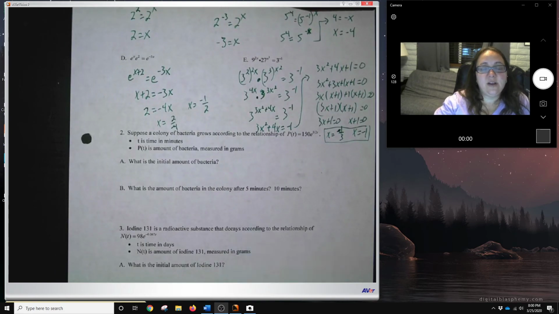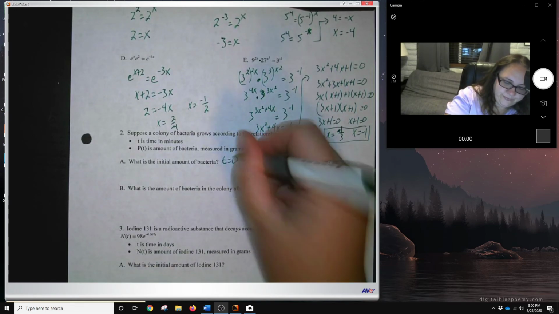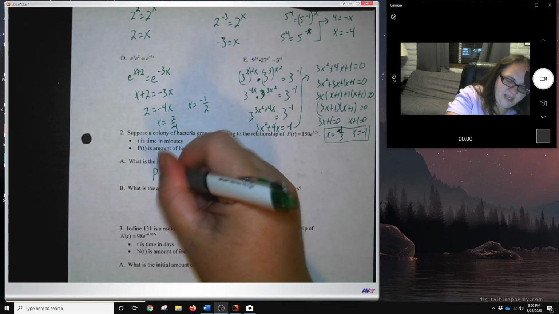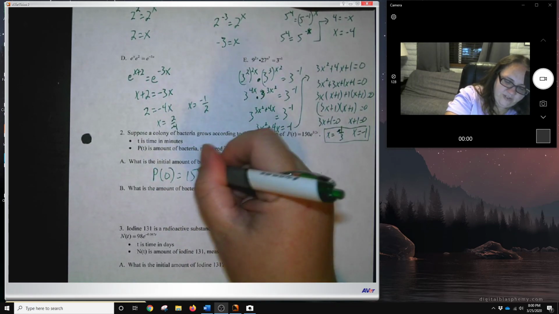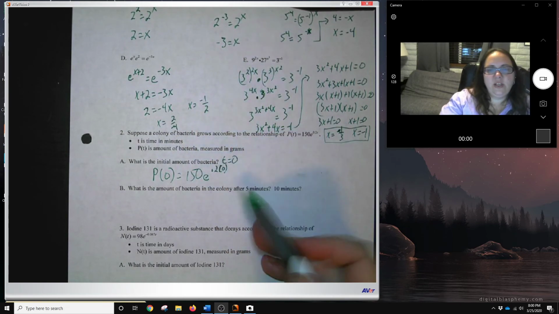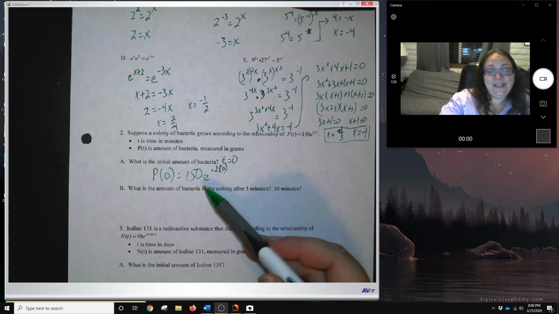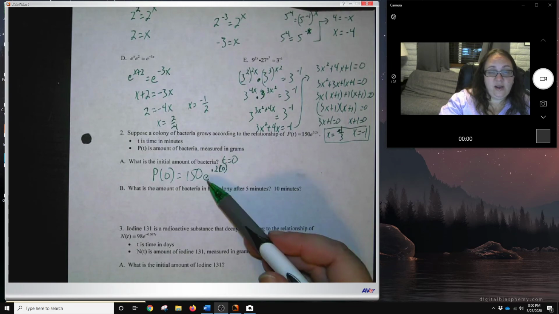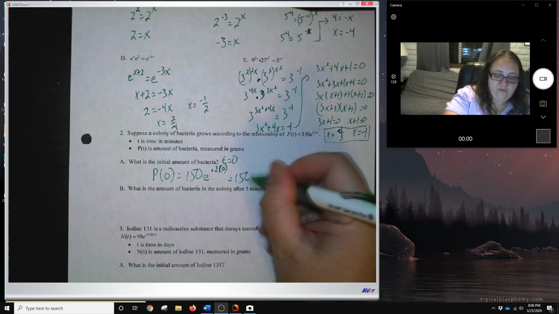Okay, so here we have a colony of bacteria growing at a rate of P of t equals 150 e to the 0.2t, where t is time and P of t is the number of bacteria measured in grams. So I guess they're weighing the dish. The initial amount of bacteria would be when time equals 0. So if we do P of 0, we'll get 150 e to the 0.2 times 0. But 0.2 times 0 is 0, and e to the 0 is 1. Anything to the 0 is 1. And then 1 times 150 is 150 grams.